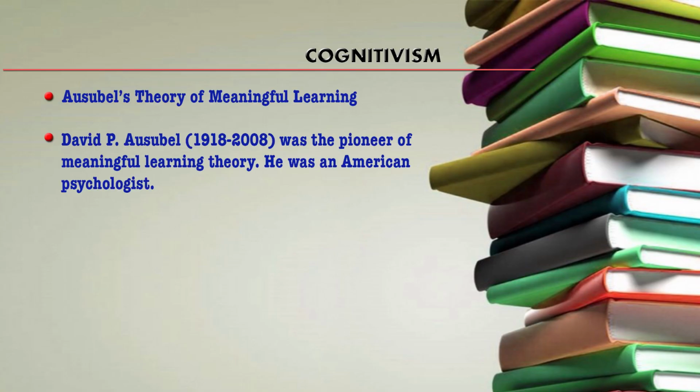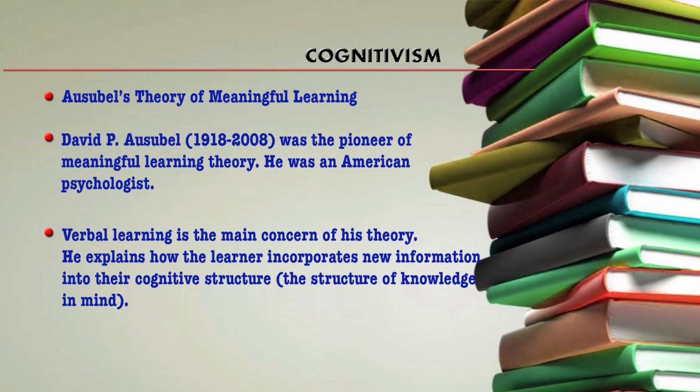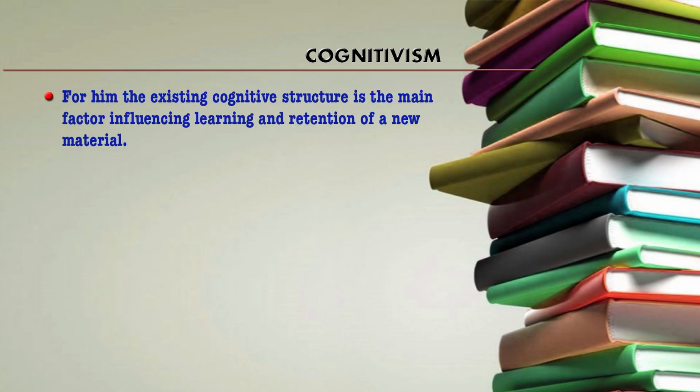There is another very powerful cognitivist thinker I would like to discuss here, and he is none other than David Ausubel. Ausubel's theory of meaningful learning is a well-celebrated theory of learning, as he was the pioneer of meaningful learning theory. He talked about verbal learning, and for him, verbal learning is the main concern of his theory, and he explains how the learner incorporates new information into their cognitive structure and the structure of knowledge in mind. For him, the existing cognitive structure is the main factor influencing learning and retention of new material.